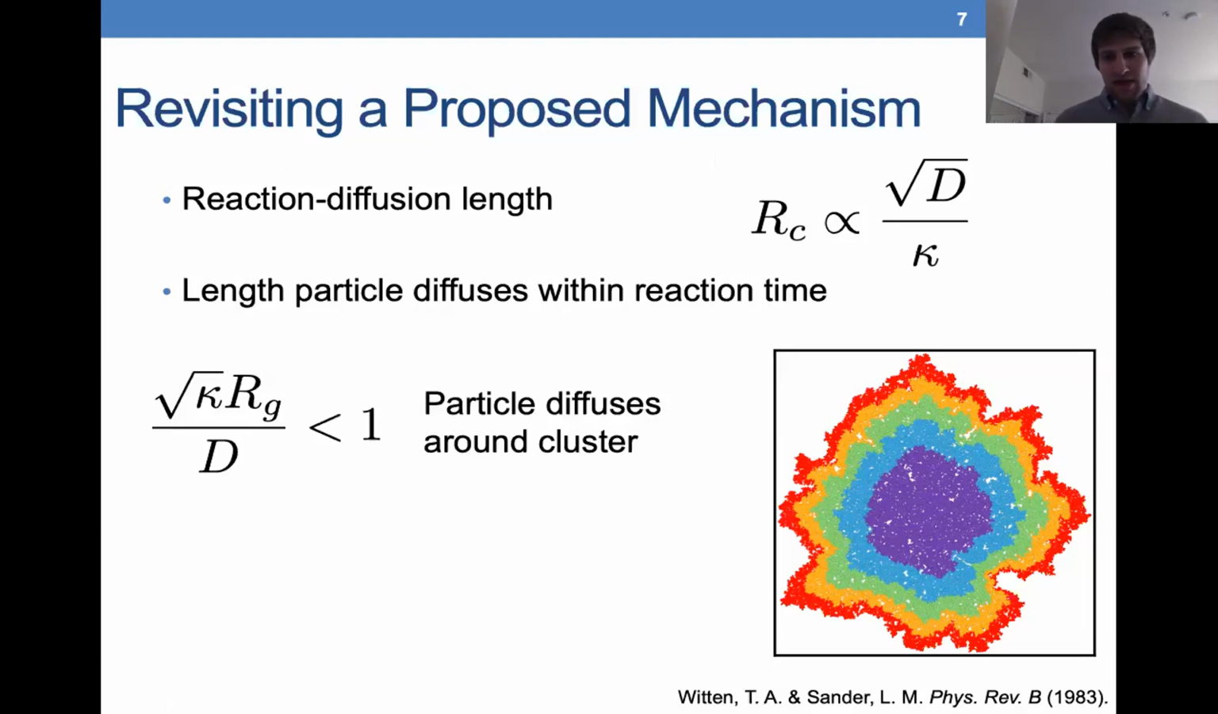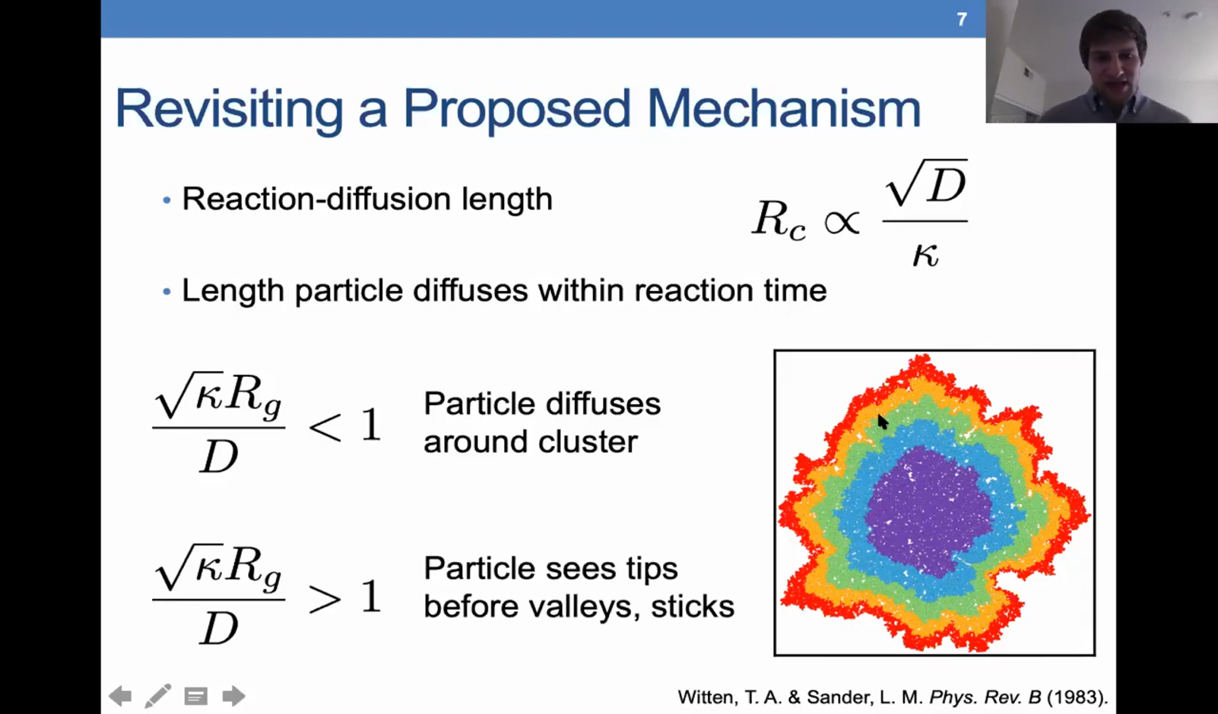And if the cluster radius is smaller than that reaction diffusion length, that means when the particle comes in to see the cluster like this, it's going to be able to diffuse around that cluster pretty easily without worrying about sticking. And when it's able to diffuse around the cluster easily, it actually equilibrates with the cluster geometry and becomes equally likely to explore all the valleys and the tips on the cluster, and becomes equally likely to stick anywhere. And when it's equally likely to stick anywhere, that leads to nice compact growth.